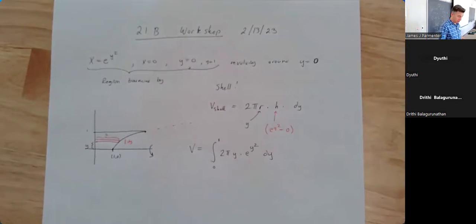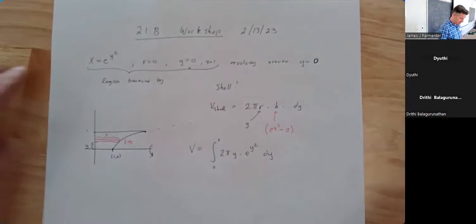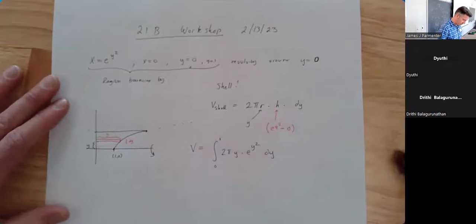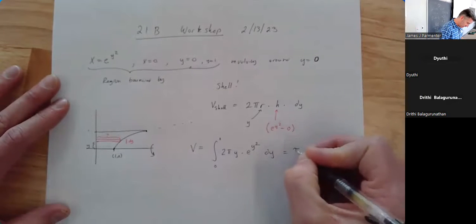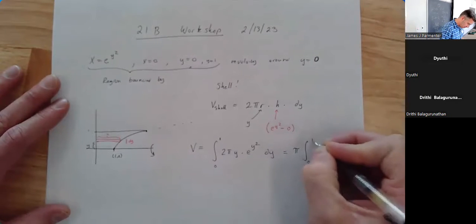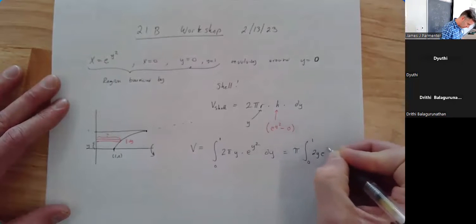Which is not terrible at all, right? This is kind of like an ideal situation. If I put the pi out in front, just to make it look even a little more obvious, we can write this as pi times the integral from 0 to 1 of 2y e to the y squared.